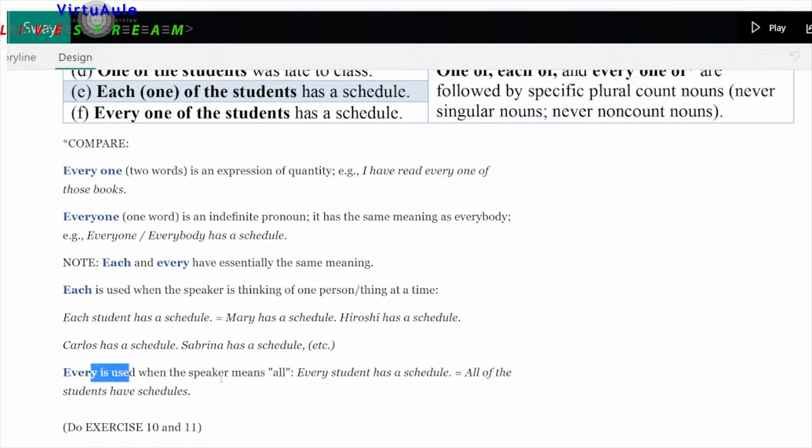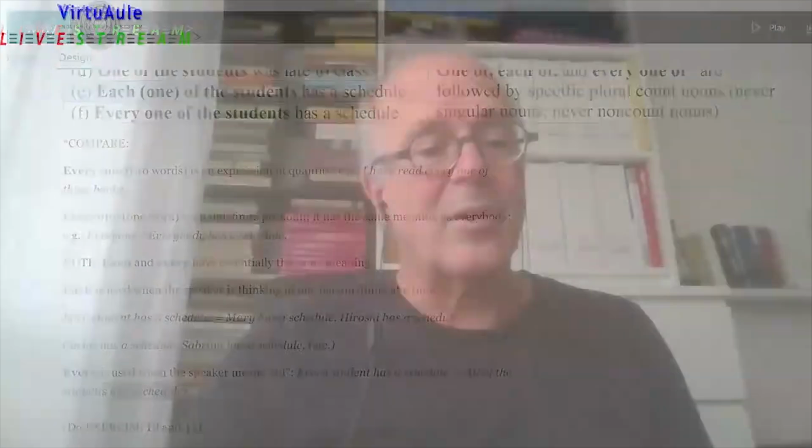Every is used when the speaker means all. Every student has a schedule. All of the students have schedules. Okay, this is a little bit difficult, but with a little practice, you can catch the meaning of that and understand a little bit better that particular aspect.